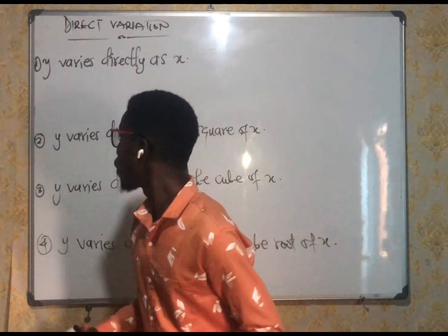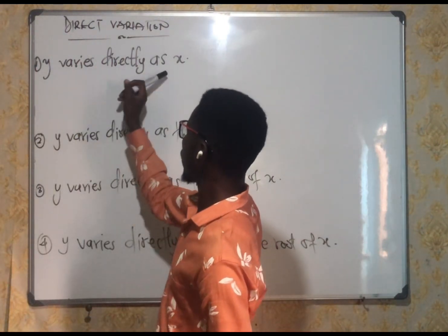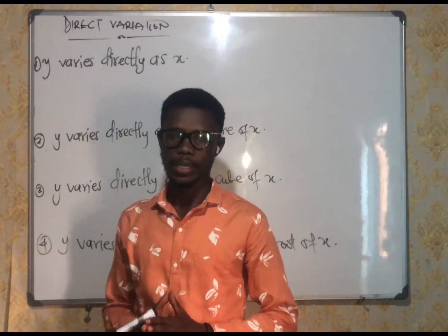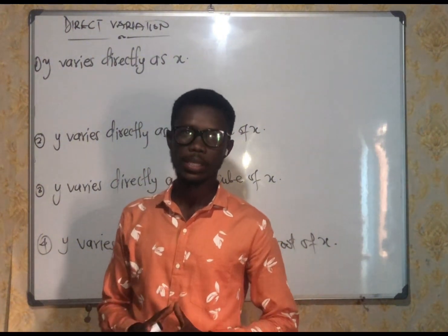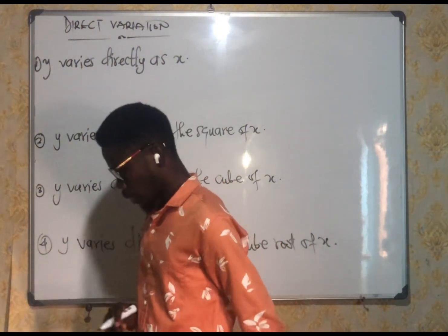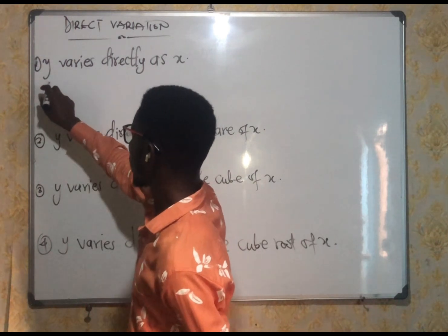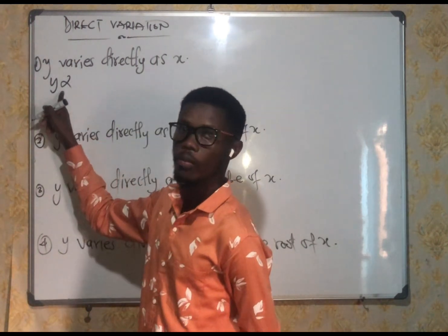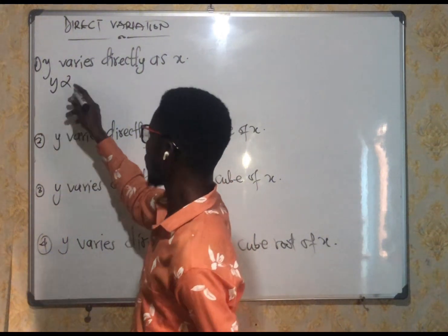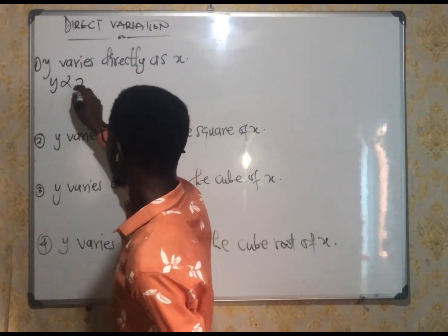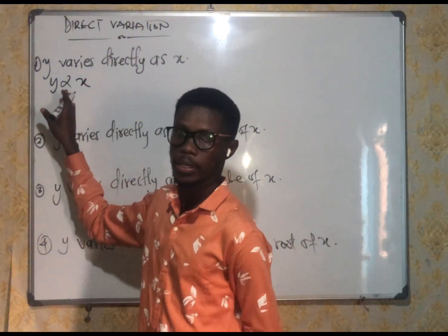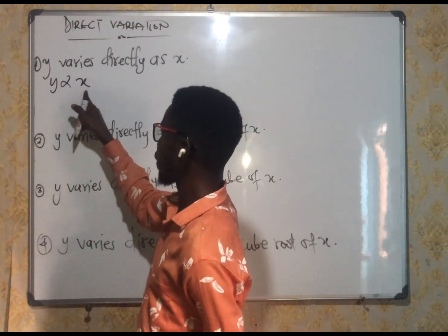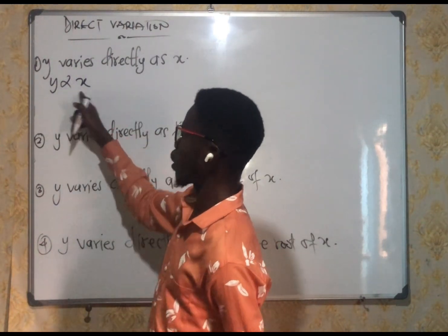So now let's look at this statement. Y varies directly as x. How do you write this? In variation, if you want to write y varies directly as x, this is the symbol. So this is how you write it mathematically. Y varies directly as x. Because it's direct, that's how I write it.